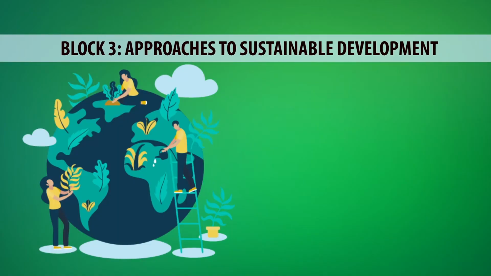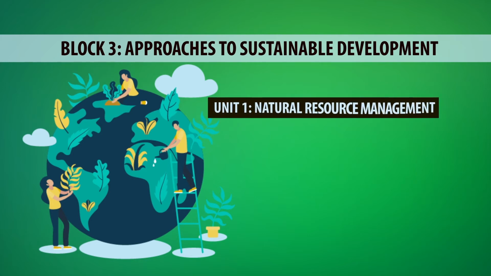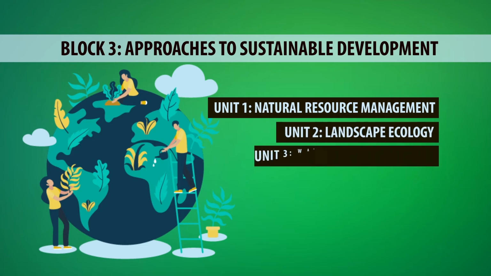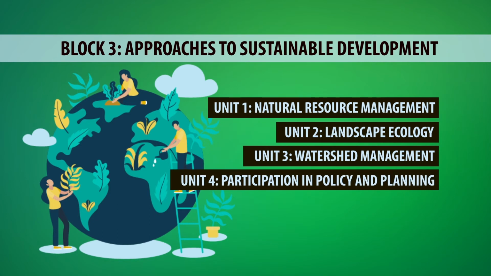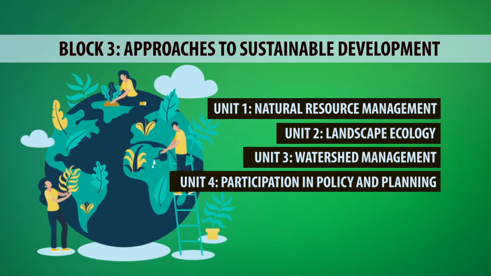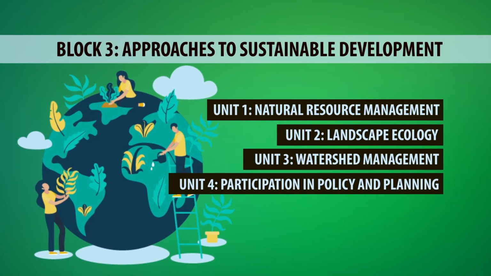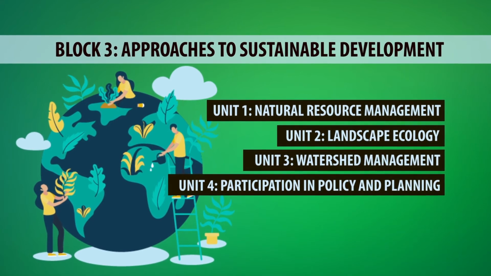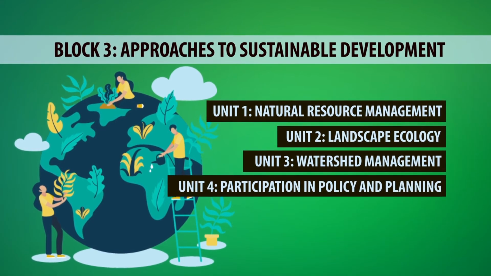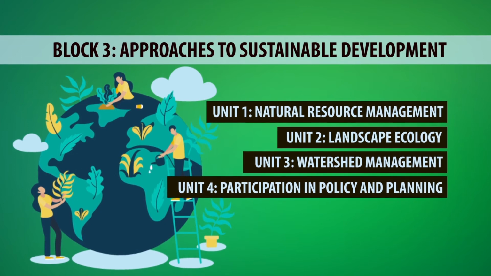And so, Block 3, that is approaches to sustainable development, has 4 main units: natural resource management, landscape ecology, watershed management, and participation in policy and planning. The major objective of this block is to study the principles and approaches of natural resource management at landscape level in brief. It also focuses on the participatory principles in successful implementation of resource management.